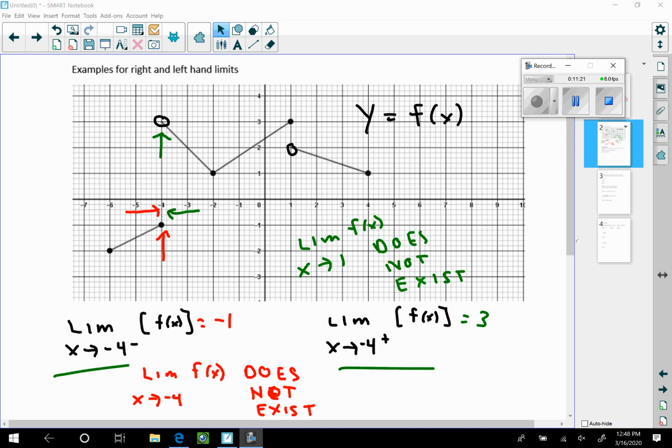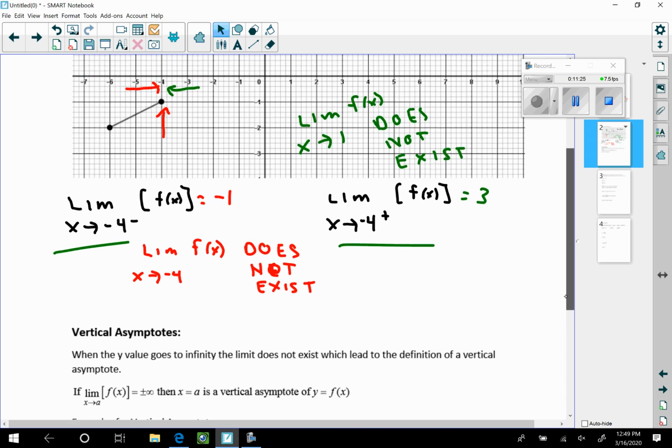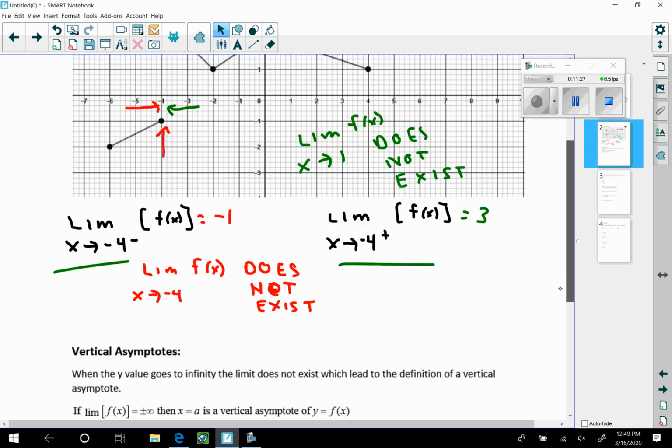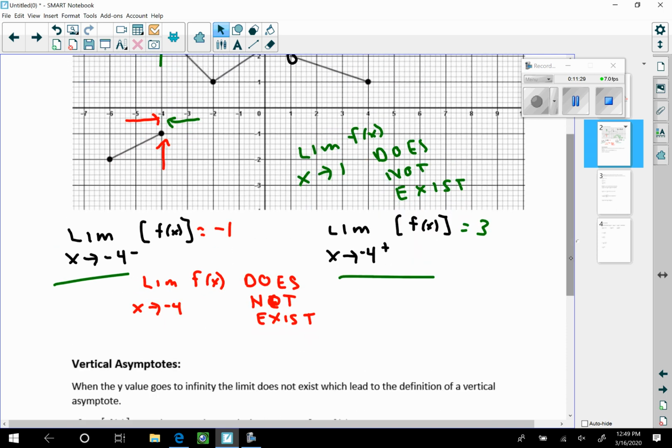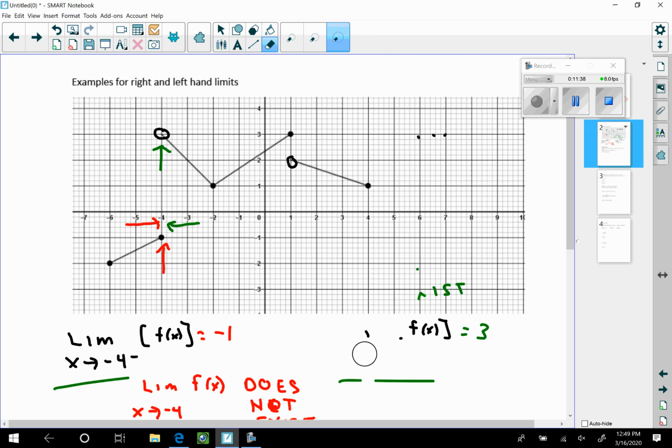All righty, let's see what's next on the docket. Looks like we're going to talk about this deal of vertical asymptote. So let's come up here and delete some stuff so that I have some room to talk about vertical asymptotes.